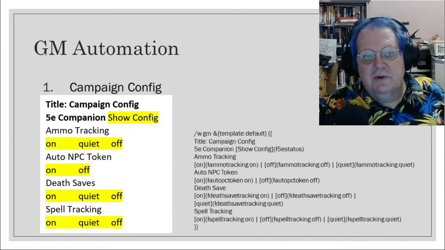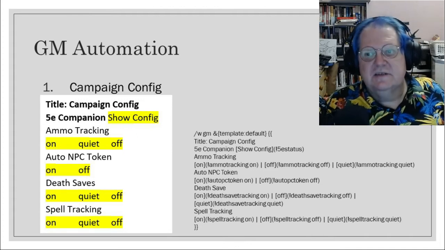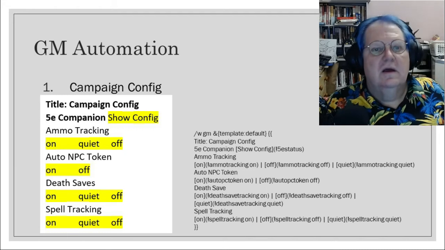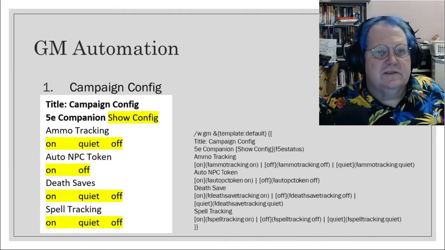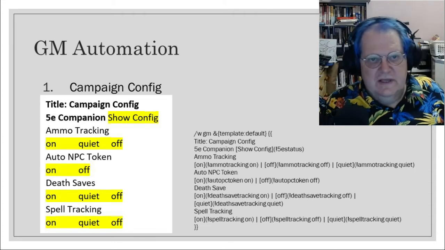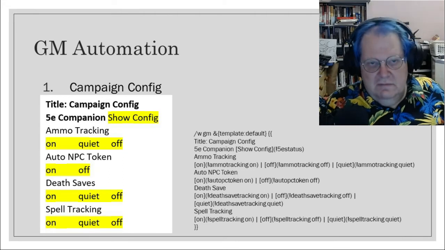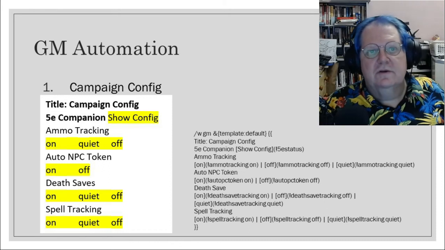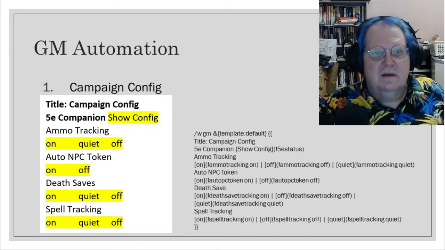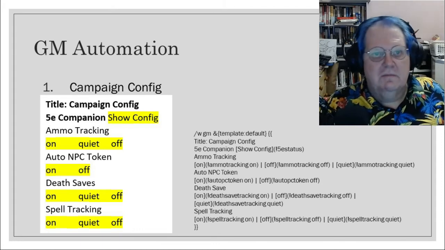So the double squiggly bracket is there to start the area of the text that's going to be displayed on the screen, and it's to keep it all together. So the next line, title :campaign config, is there just because it's going to display that. 5e companion, again, that's going to be displayed. Then we have the square bracket, show config close square bracket. This is going to be the text that's going to be highlighted on the screen, the link, if you want to put it that way.